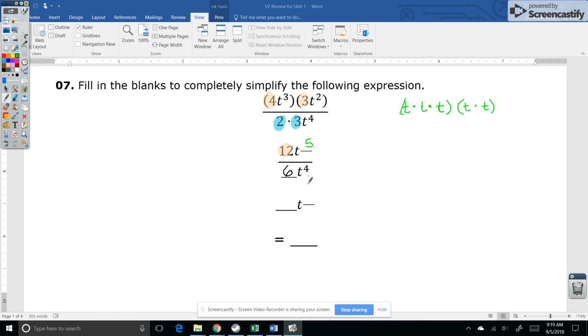Now I'm going to apply division. So 12 divided by 6 is 2. I have t to the 5th in the numerator, and I have t to the 4th in the denominator. T divided by t is 1. So all of these are going to cancel out, or you can use your subtraction rule here, that 5 minus 4 is 1. You all know that you don't need to write to the first power, so my final answer is just 2t.